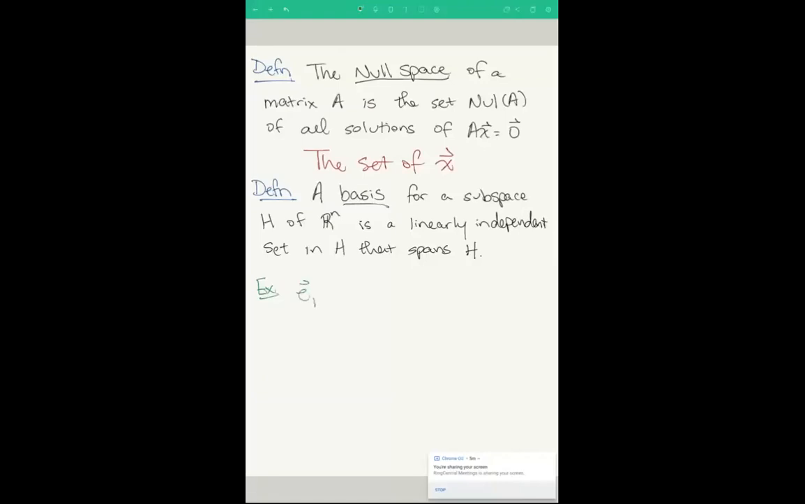So we looked at those elementary column vectors, E1, E2, however many of them you need. Let's say we're looking at E3. These are a basis for R3. So remember what these standard column vectors are. They're just the vectors 1, 0, 0, 0, 1, 0, and 0, 0, 1. So these are linearly independent by definition.